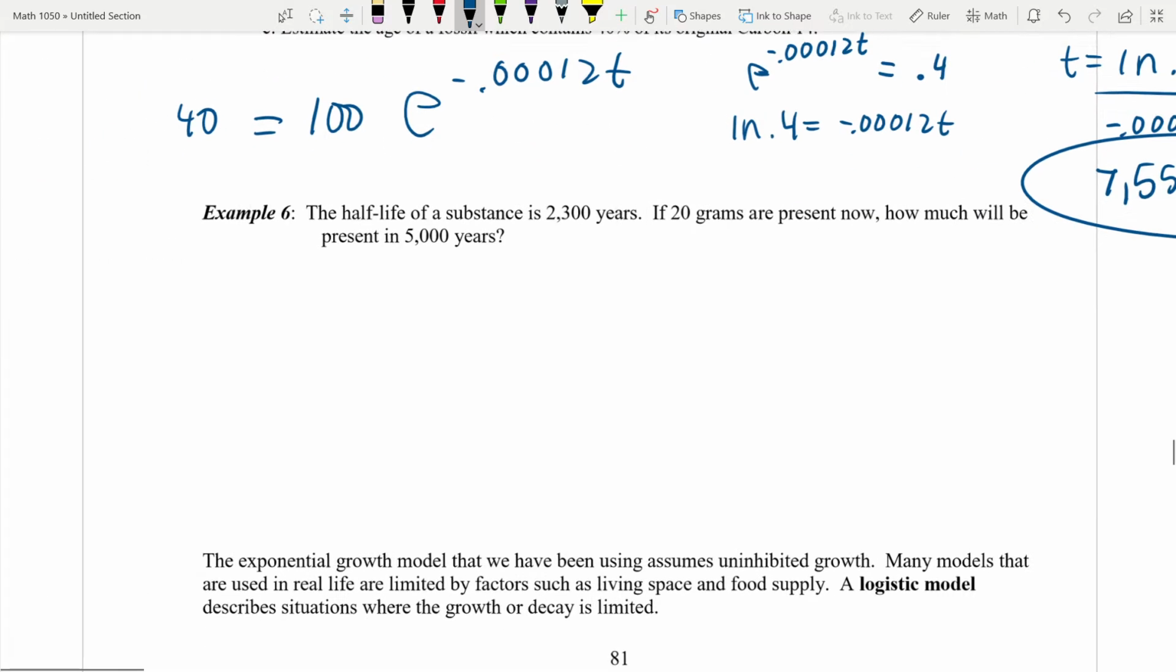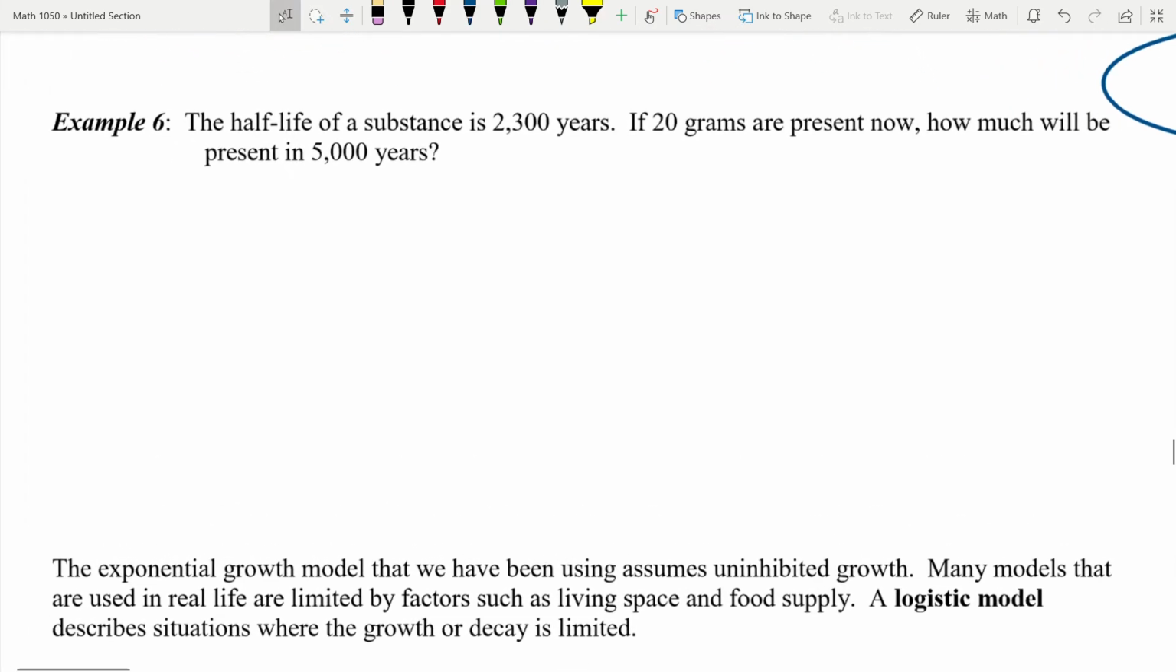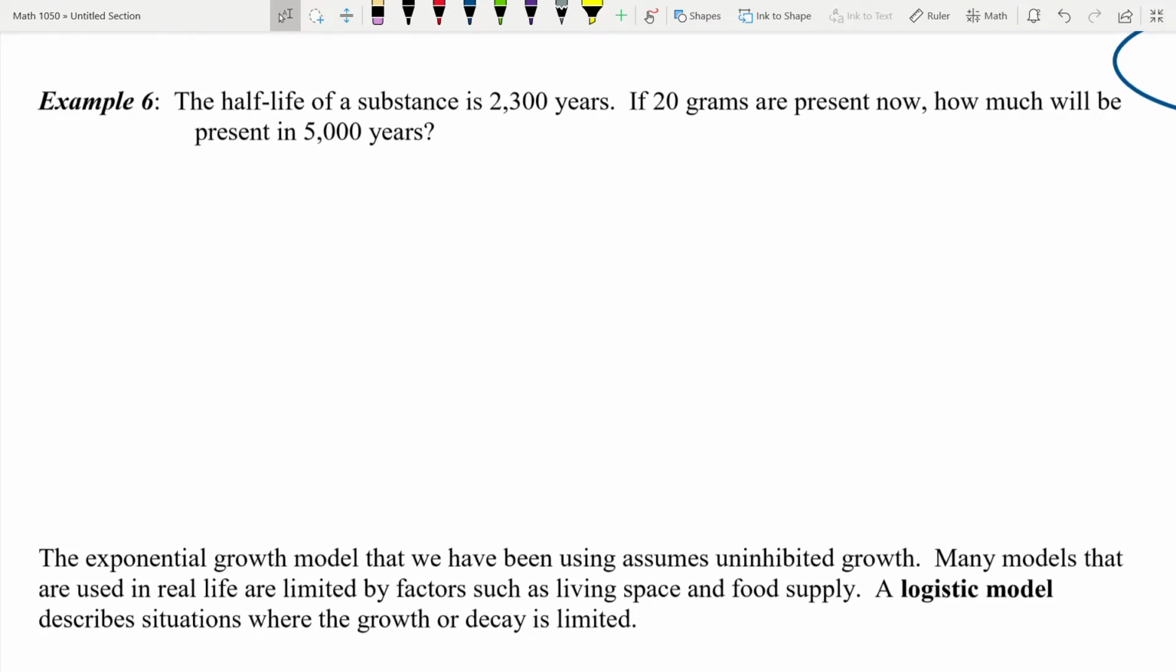Okay, here goes question 6. The half-life of a substance is 2,300 years. If 20 grams are present now, how much will be present in 5,000 years? Everybody write this down. Model. Question. When you do your homework and you start feeling overwhelmed, just remember those steps.